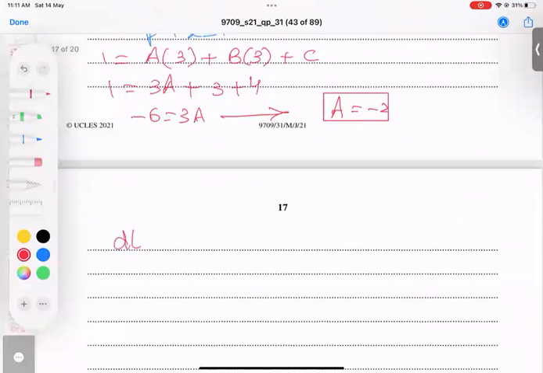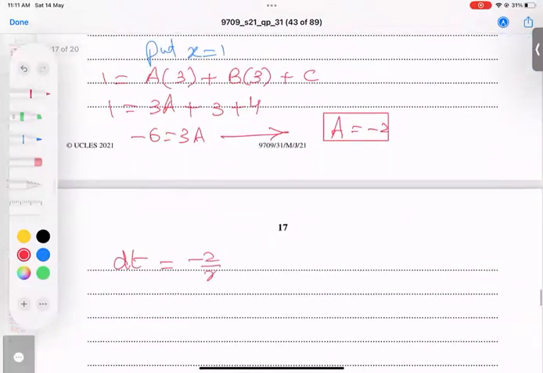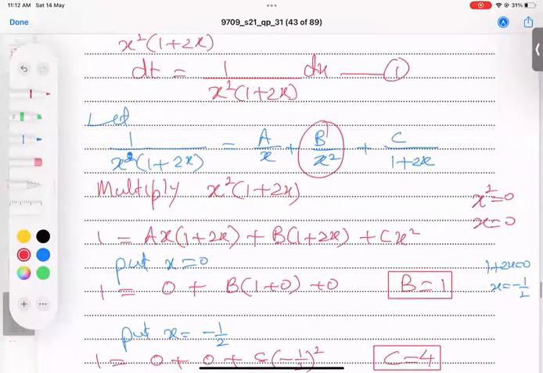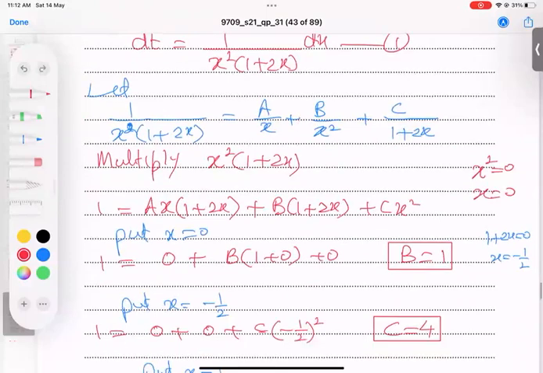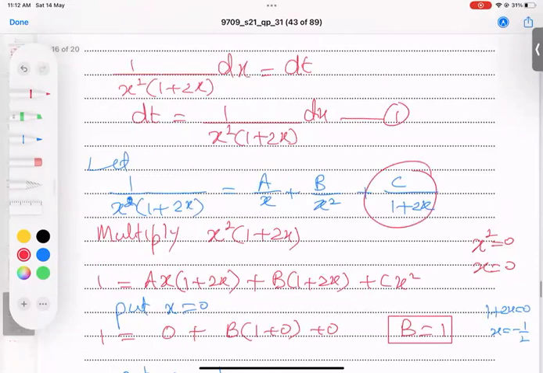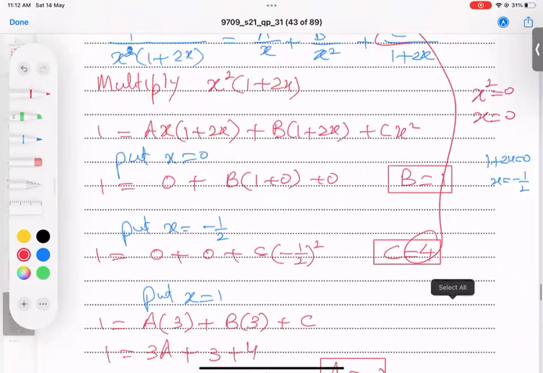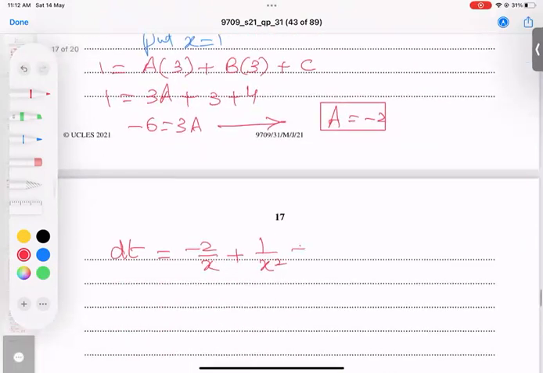So dt is equal to 1 over a by x, and a is -2 over x. Then b over x squared, and b is 1, so 1 over x squared. Then we have c by this one, and the c value is 4, goes here: 4 over 1 plus 2x. Okay. Now I'm going to integrate.